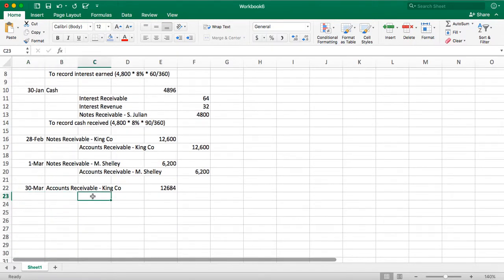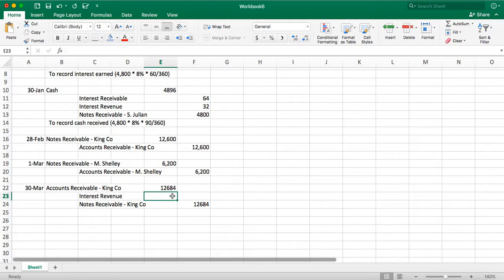And this is why I wanted to go on. I kind of wanted you to see how this one plays out. So we have interest revenue, and I'll show you that calculation, and then notes receivable. So basically what we've done here is we've taken it out of notes receivable and put it back into accounts receivable because it was dishonored.